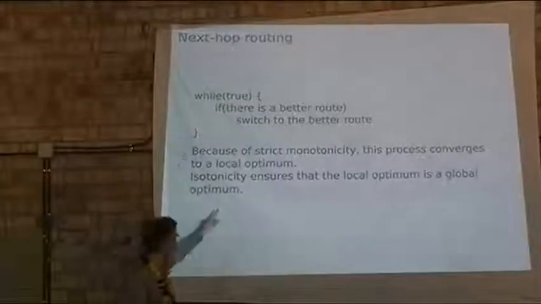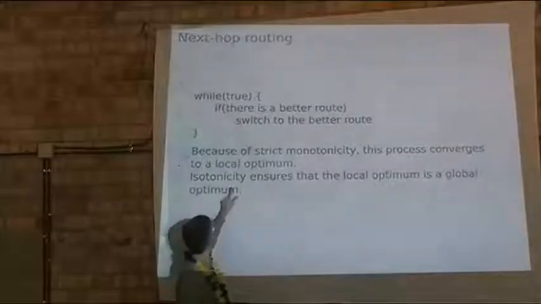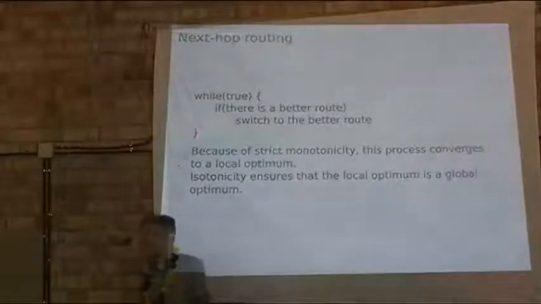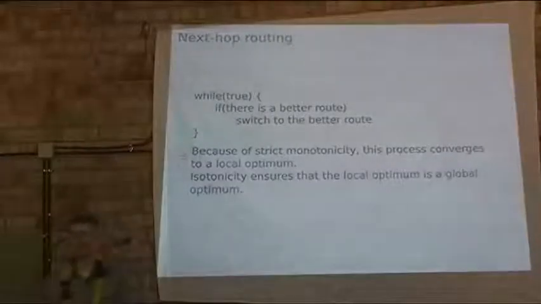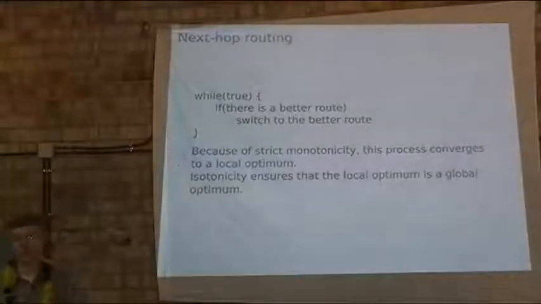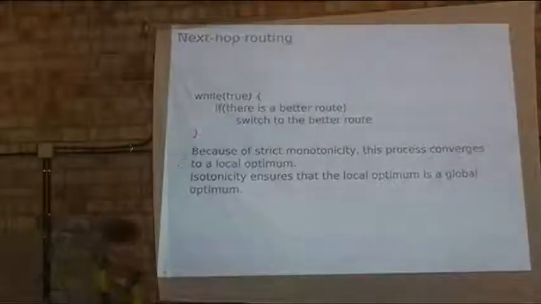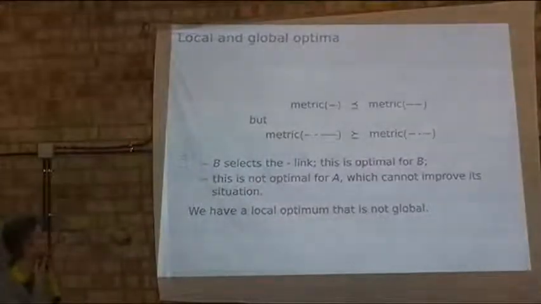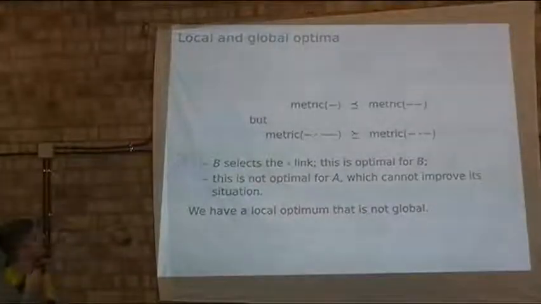And what isotonicity says is that this local optimum is actually a global optimum. Is that by everyone making egoistic choices, you've ended up with the best possible situation for everyone. And this property is no longer going to be true in the case when isotonicity is violated.